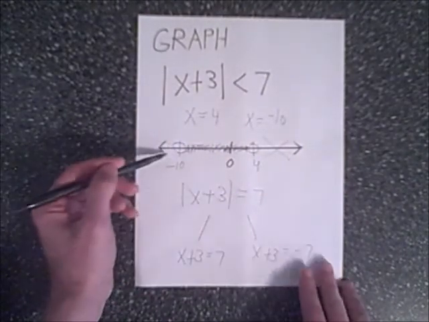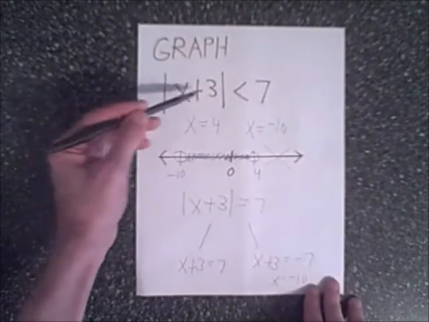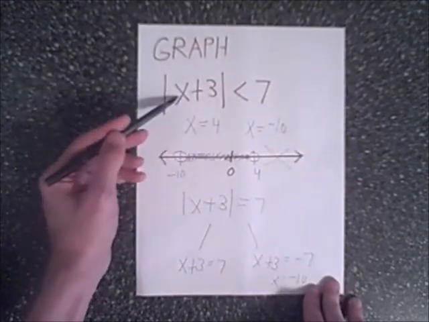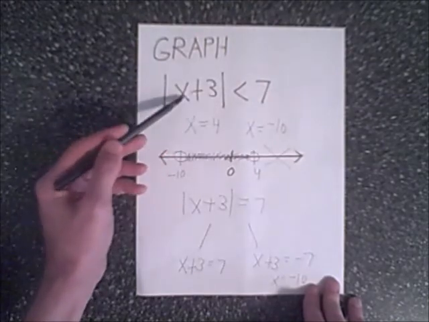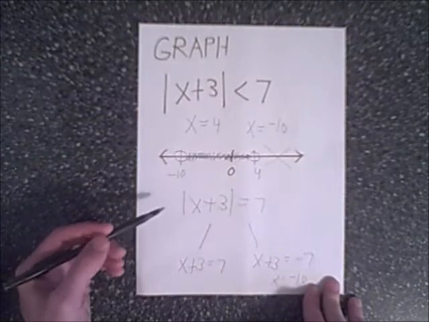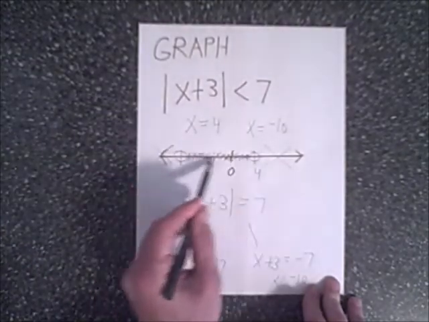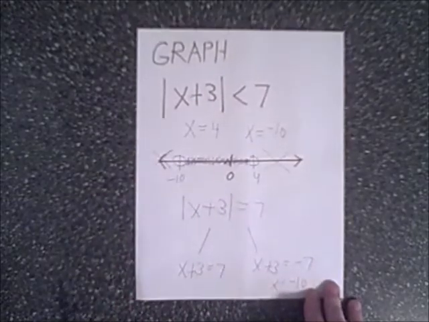And then let's go below negative 10. Let's try negative 15. Negative 15 plus 3 is negative 12. And again, it's an absolute value, so negative 12 becomes positive 12, and 12 is not less than 7. Therefore, this region will not be shaded as well, and our final solution is simply the area in the middle.